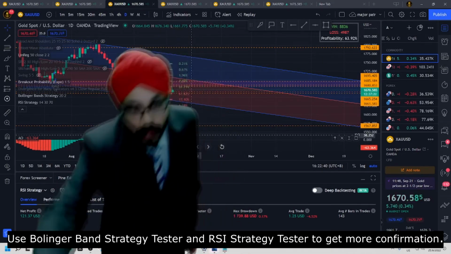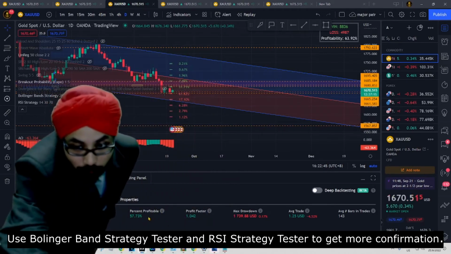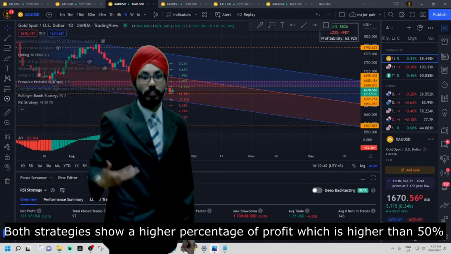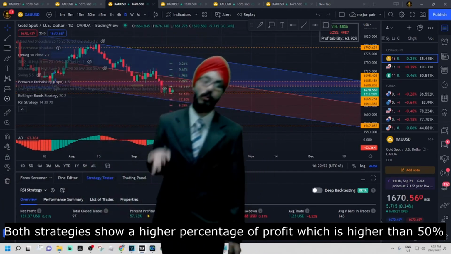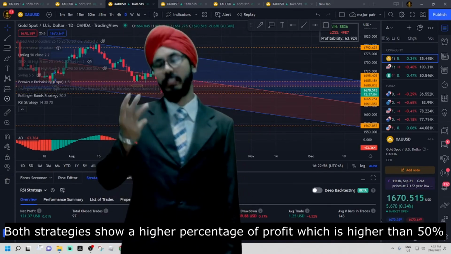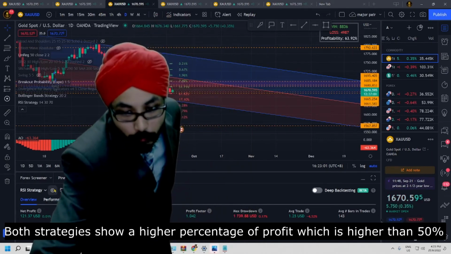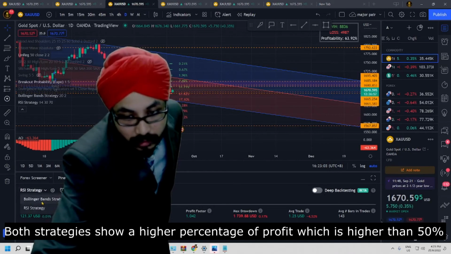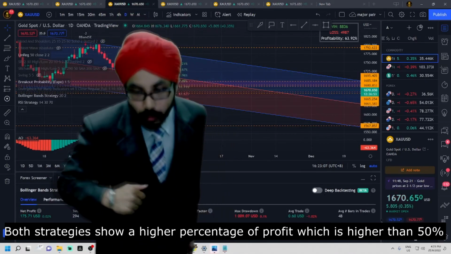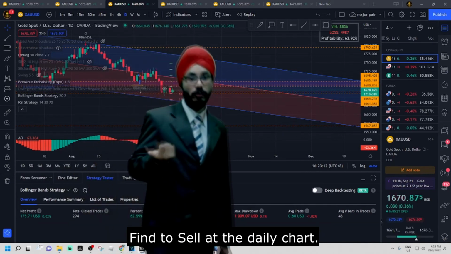As we can see over here, for the RSI strategy, our percent profitable is about 57.73%. This ensures that our downtrend is strong and we would be able to place our sell based on the three resistance points that we have. To confirm it further, we can go for our Bollinger Band strategy, which at the daily is about 62.59%, which also ensures that our downtrend is strong at the daily.